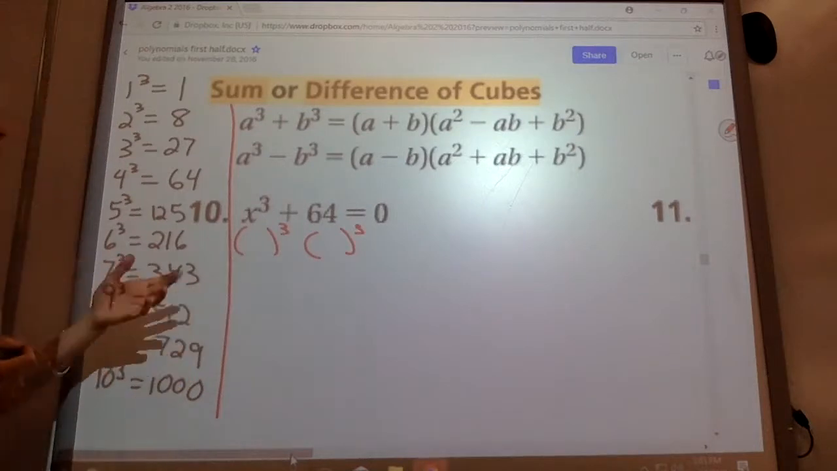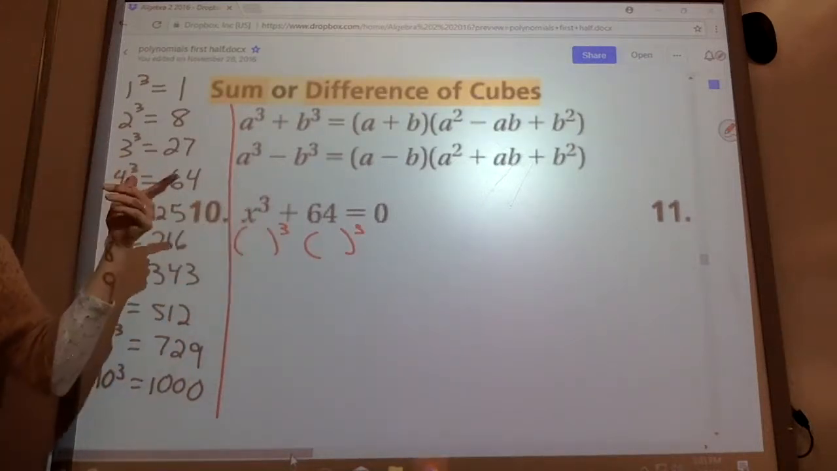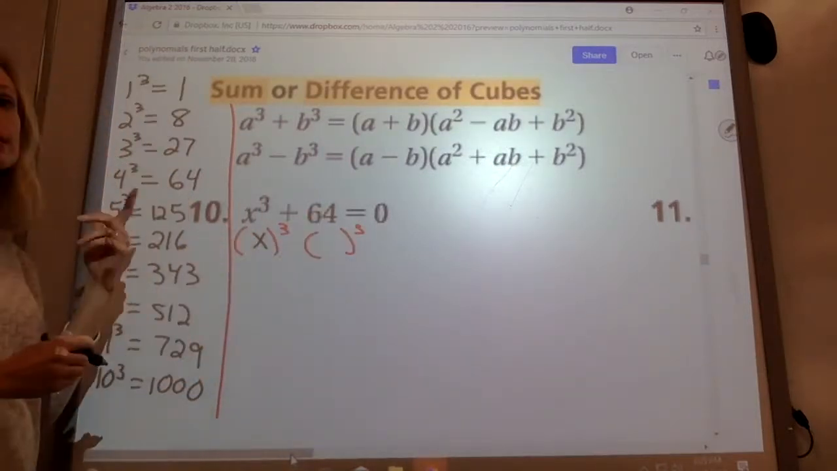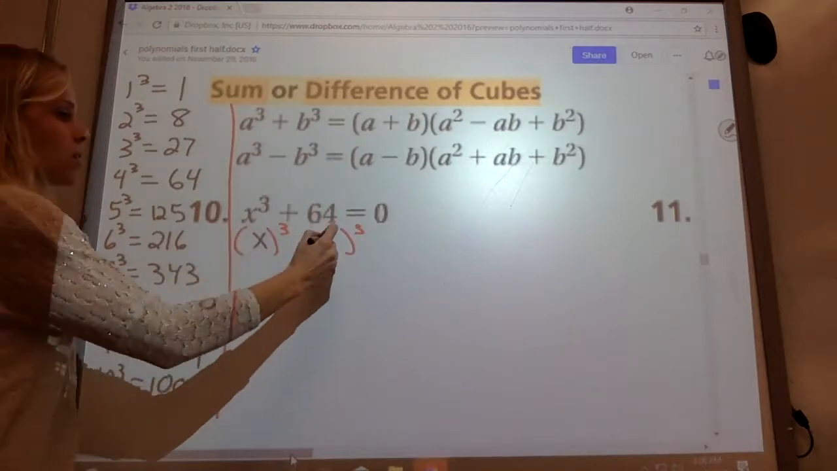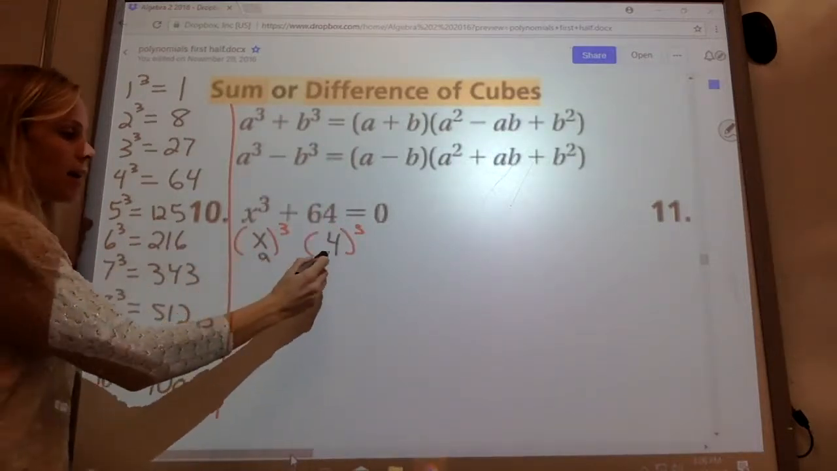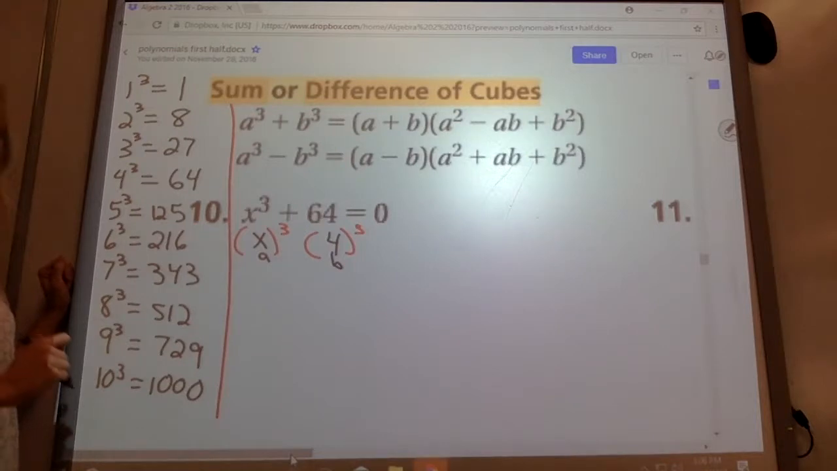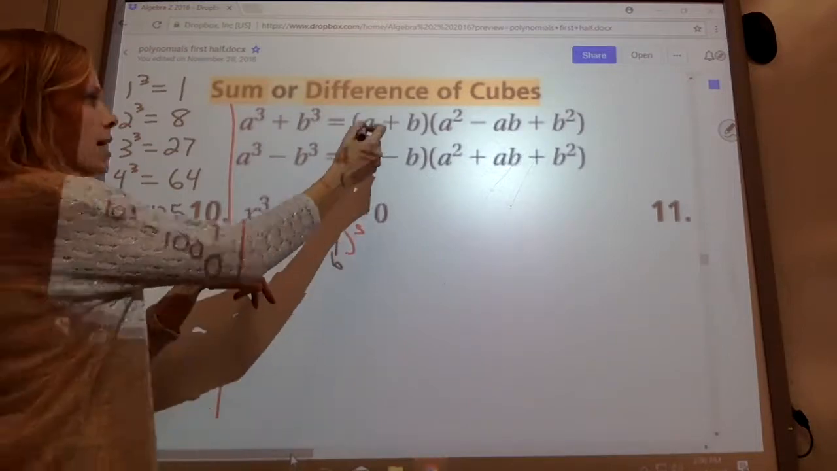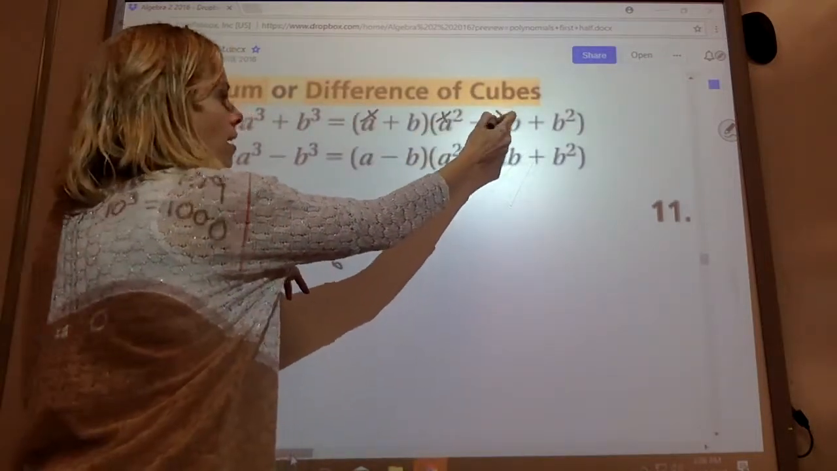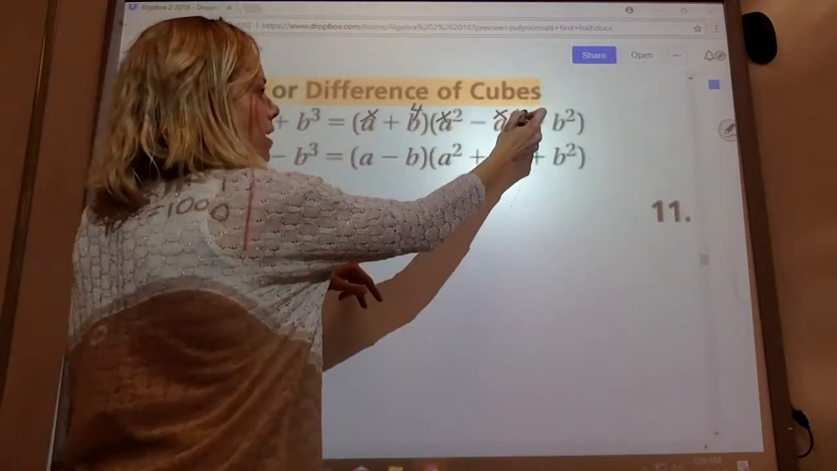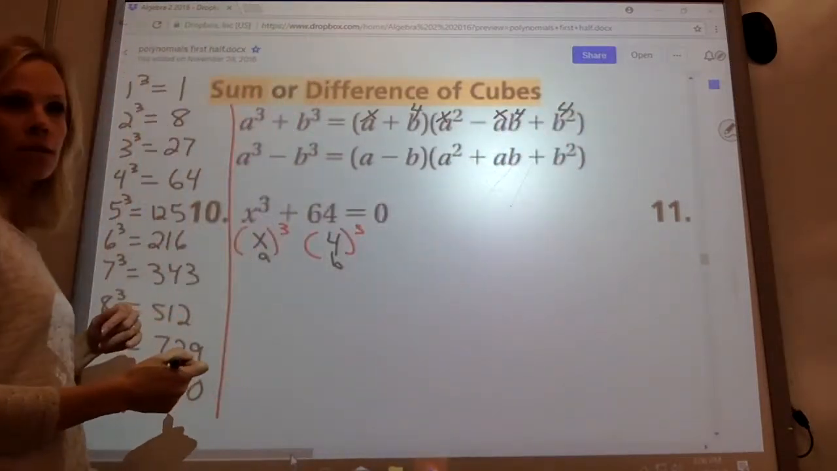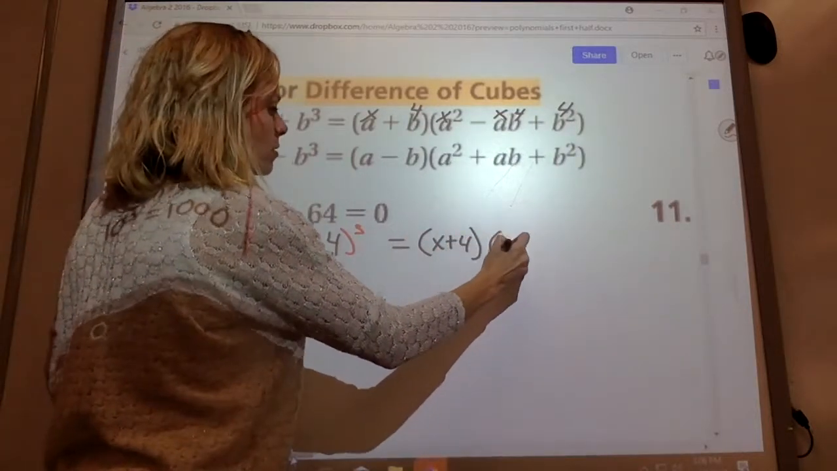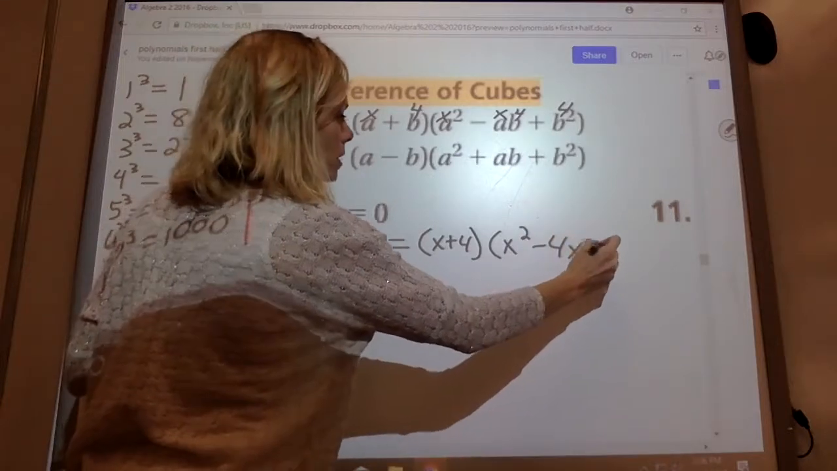Well, I have to think. What cubed would have gotten me x cubed? x. What cubed would have given me 64? 4. So x is my a and 4 is my b. So when I go up here, sum, because I'm adding, my x is going to go in for every single a, and my 4 is going to go in for every single b. So then I simplify, I get x plus 4, x squared minus 4x plus 16.